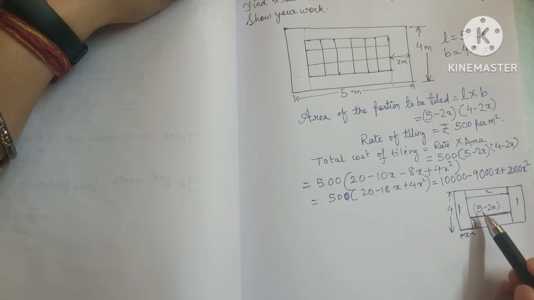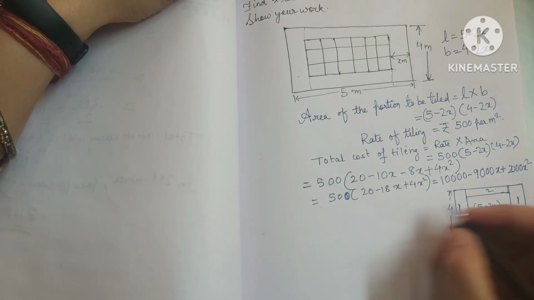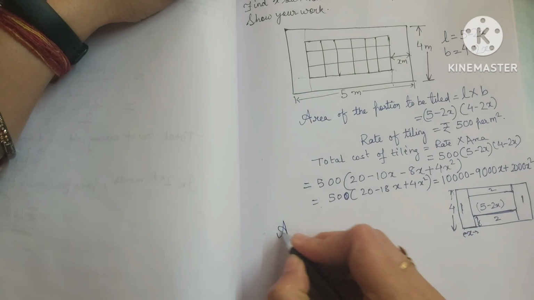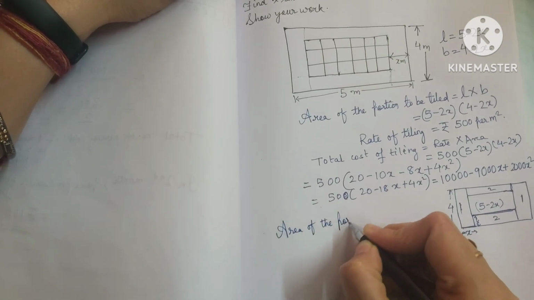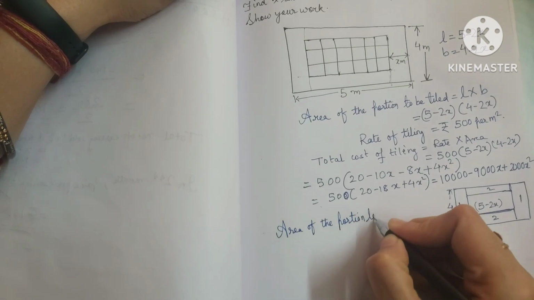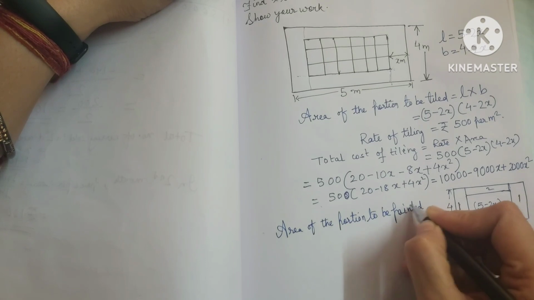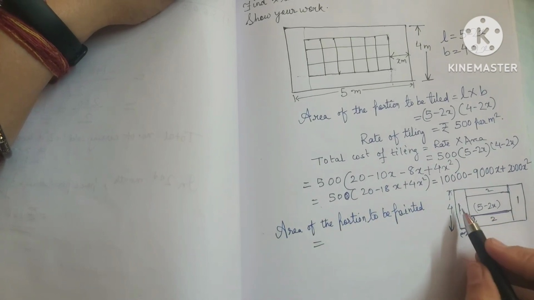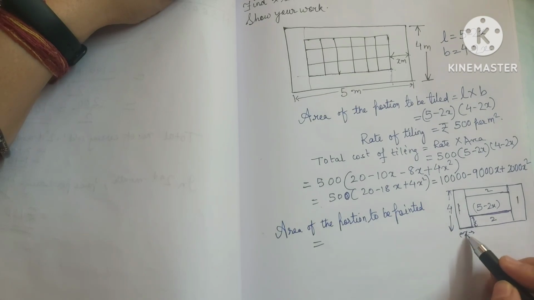Now what will be the area for this particular rectangle? Area of the portion to be painted. That's what we are trying to find, area of the portion to be painted. For tiled we have already completed. First is this rectangle, right? This is 4 multiplied with x, 4x.